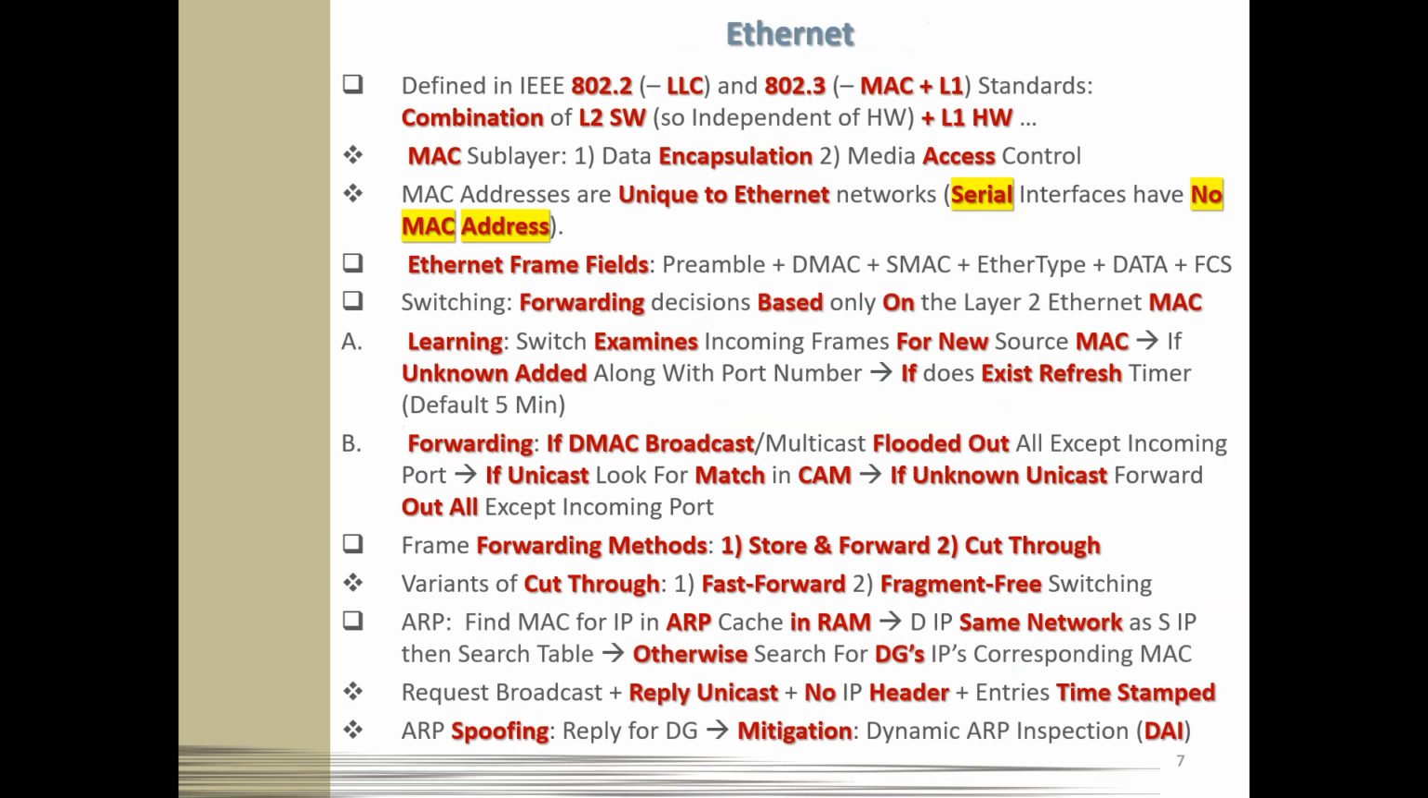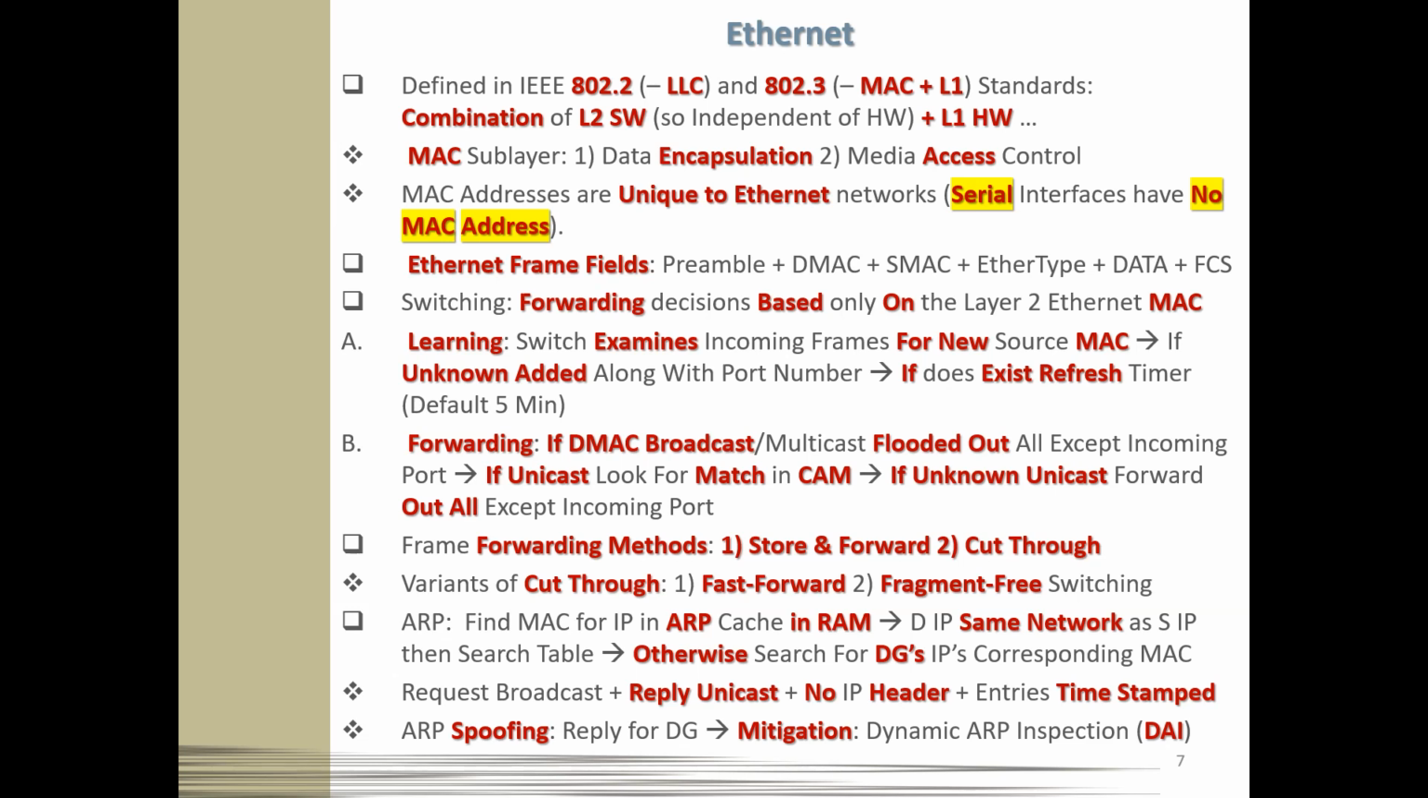Next up, I'm going to talk about Ethernet. The Ethernet protocol is defined as the most commonly used LAN technology in the world. When we are talking about Ethernet, we are not just talking about a single layer of the OSI model. Instead, Ethernet is a combination of not only data link layer software, but also physical layer, layer one hardware. So a combination of data link layer and physical layer together can be used in order to describe Ethernet.